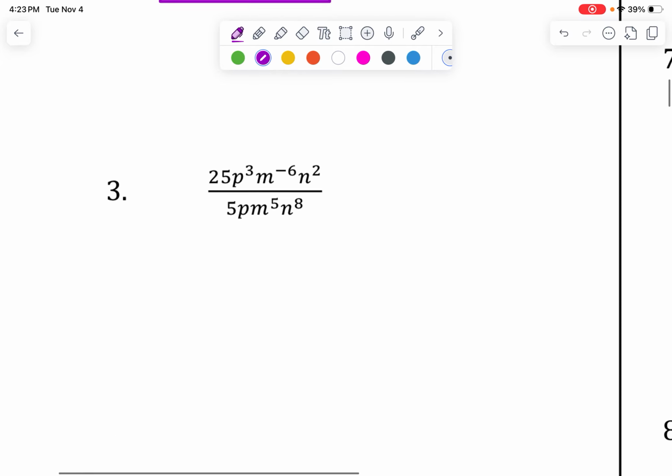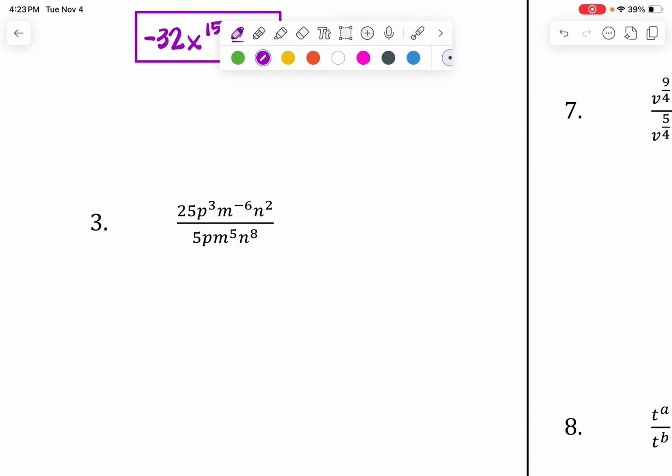All right, number 3. All right, so this is a division problem. The very first thing I noticed about this division problem, however, is I do have a negative exponent. And he's the only thing that's not happy.